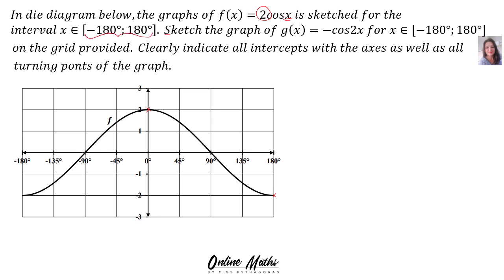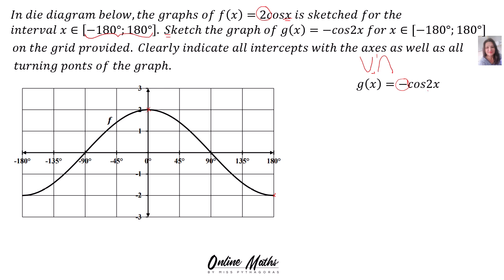Okay, let's continue. Sketch the graph of g of x is minus cos 2x for this interval on the grid provided. Clearly indicate all intercepts with the axes as well as all turning points of the graph. Now there's your equation. First of all, this minus in front means our original graph shape was that, so now the new graph will have this shape. And then there's an invisible 1, therefore our graph will start at -1 and turn there at 1. In other words, the amplitude will be 1.